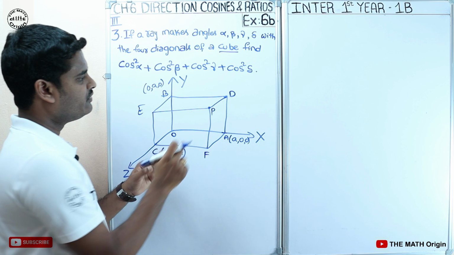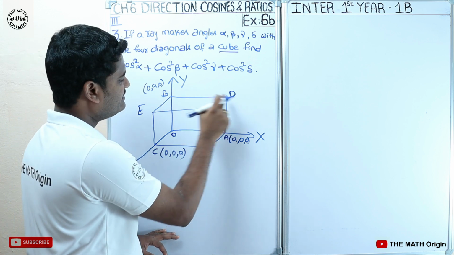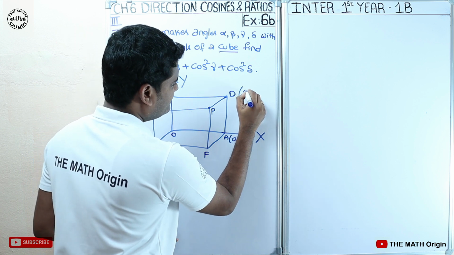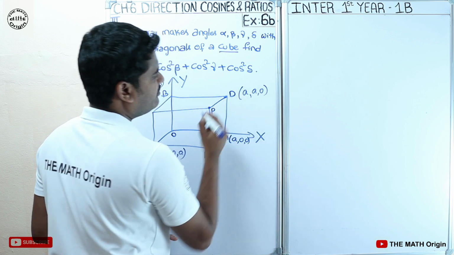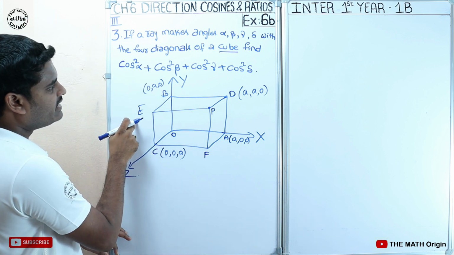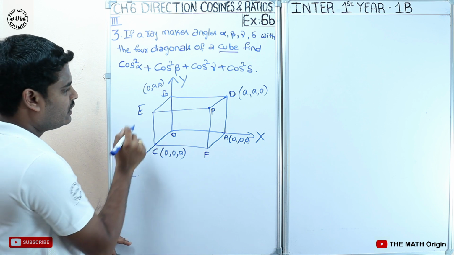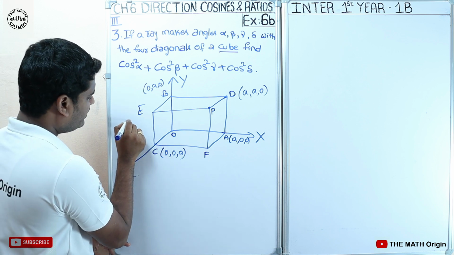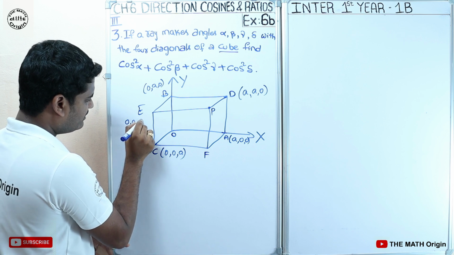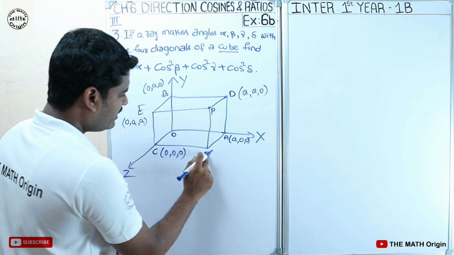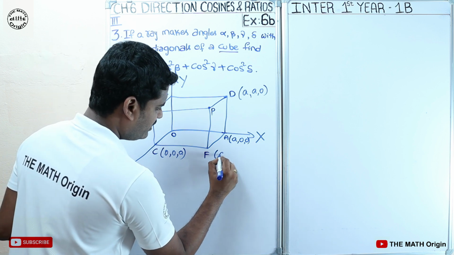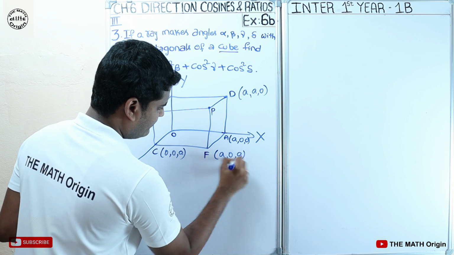In the same case, the point D lies in the x axis and y axis. Therefore the x and y coordinates will be a and the remaining value will be 0. In the same case, E lies in the y axis and z axis, so the x coordinate will be 0, and y and z will be a. And F lies in the z axis and x axis, therefore (a, 0, a).